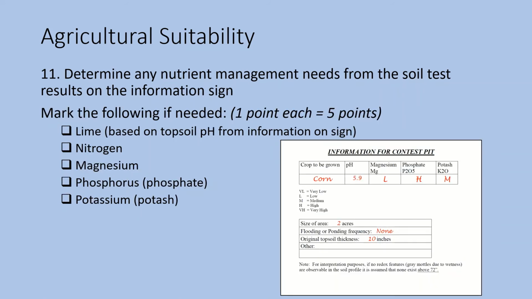So in this example, since our pH is 5.9, we'll want to add lime. Since we're growing corn, which is not a legume, we'll need to add nitrogen. And then looking at our nutrients, our magnesium levels are low, so we'll want to add magnesium fertilizer. The phosphate levels are high, so we don't need to add that. And our potash or potassium levels are medium, so we'll want to add potassium fertilizer.